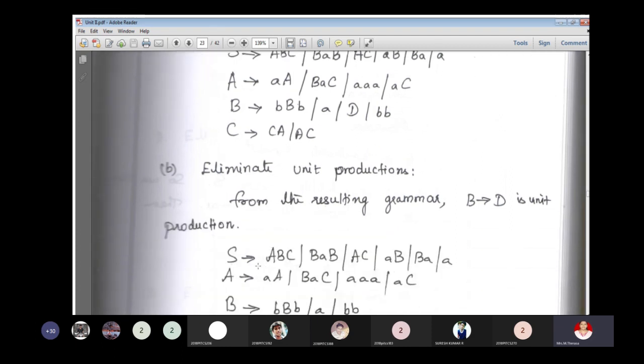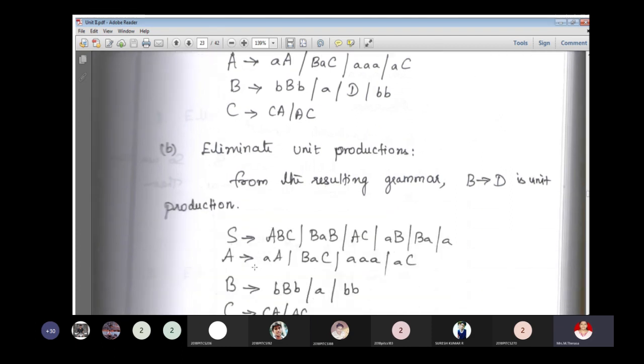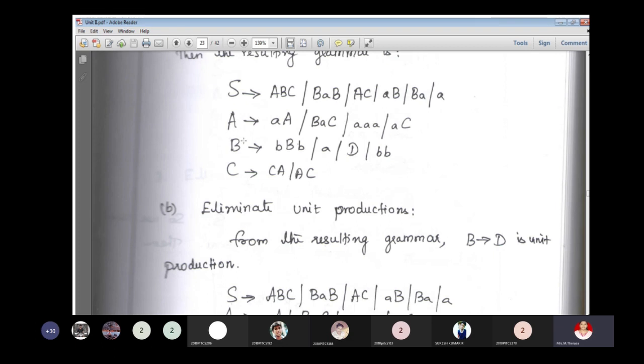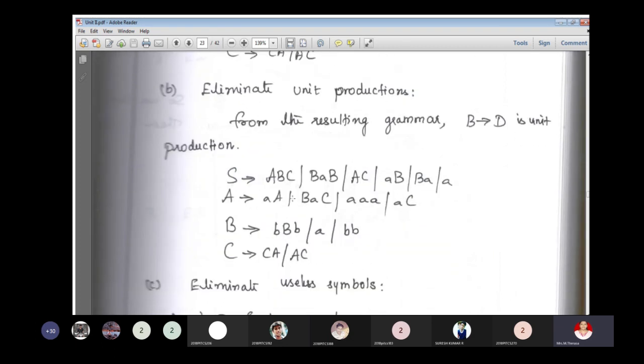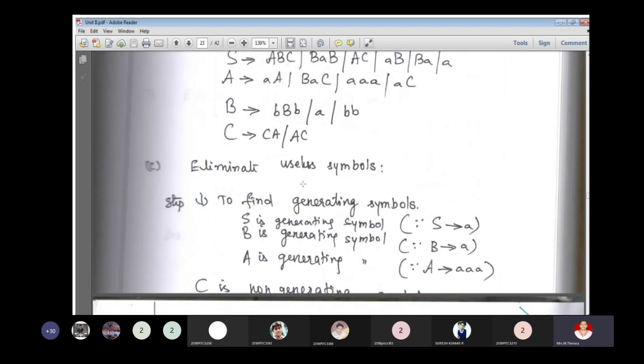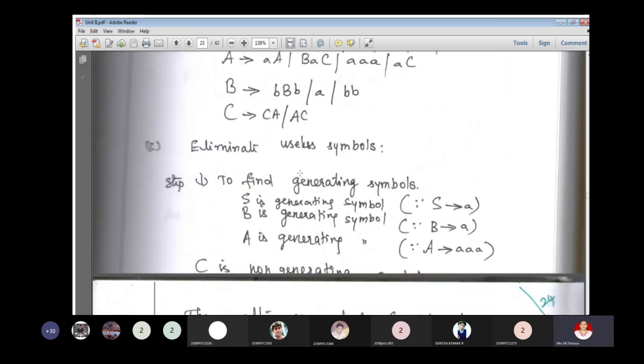Okay, next what we are supposed to do, we have to eliminate the unit production. So from the resulting grammar, B tends to D is the unit production. So wherever we have B tends to D, we have to substitute the body of the D. But we don't have any body of the D. So simply we can eliminate this B tends to D, so that you can rewrite the grammar like this. Then we have to go with the useless symbol.